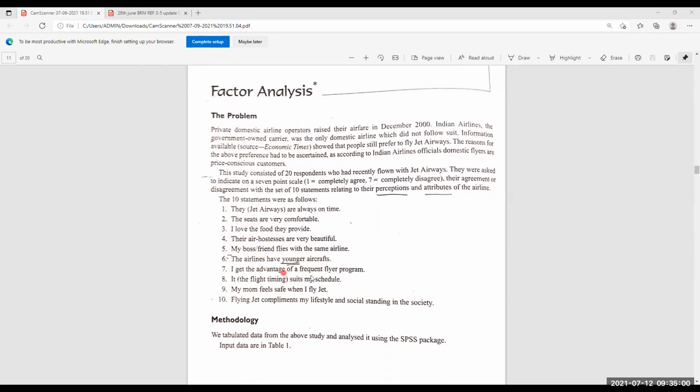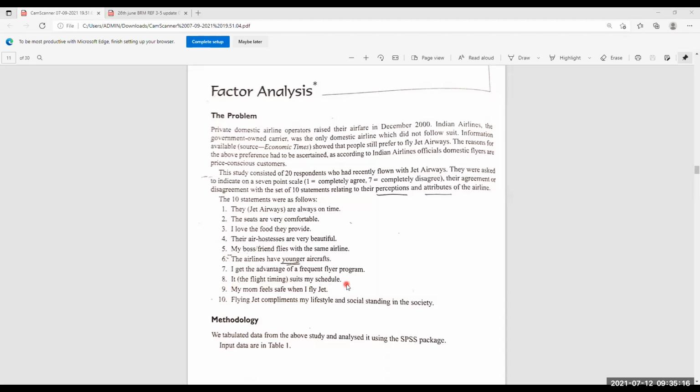Seventh, I get the advantage of a frequent flyer program. You know, the rewards program: the more they fly, the more miles they accumulate, they will get some points which they can use to buy gifts or maybe get discounts. Eighth point, the flight timing suits my schedule.